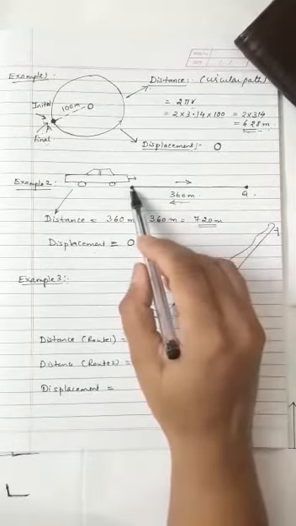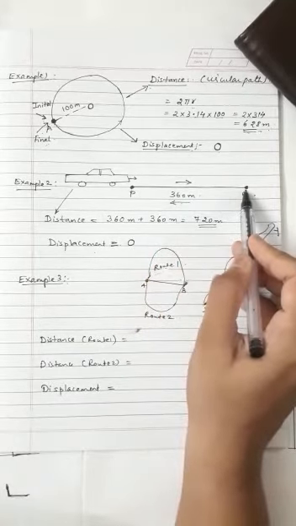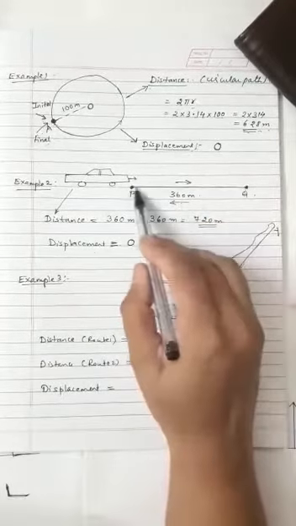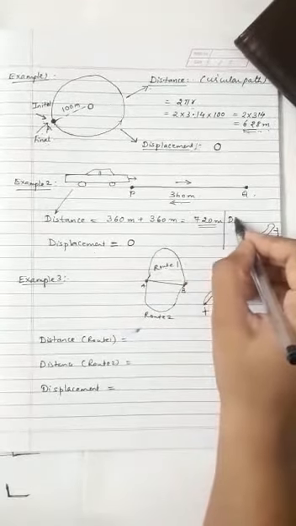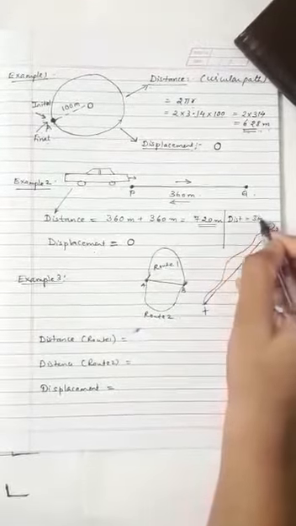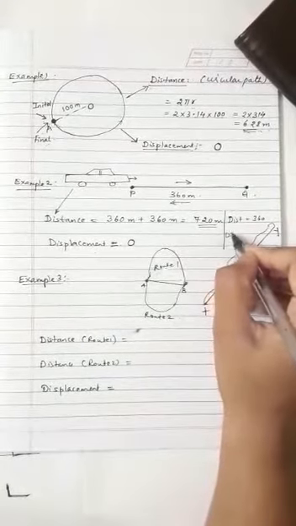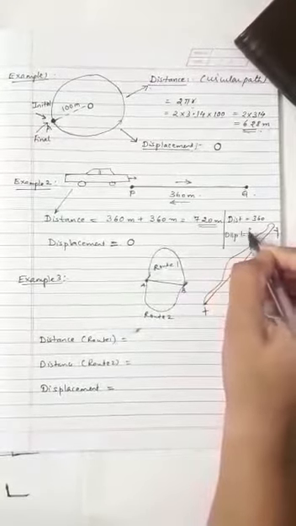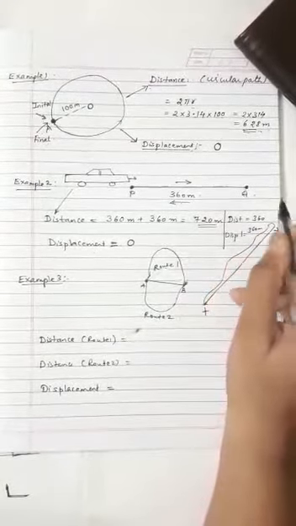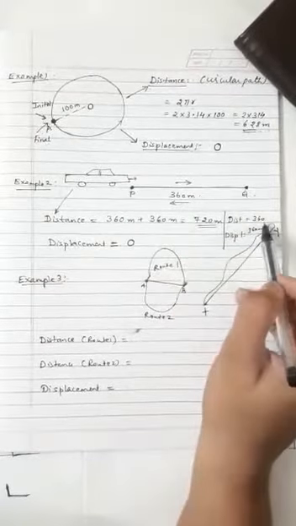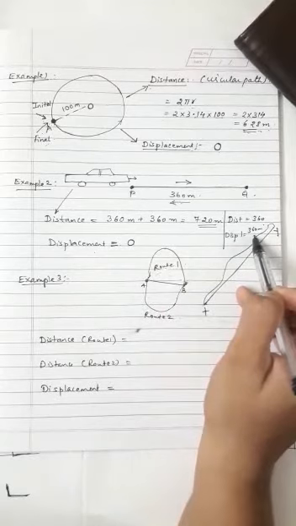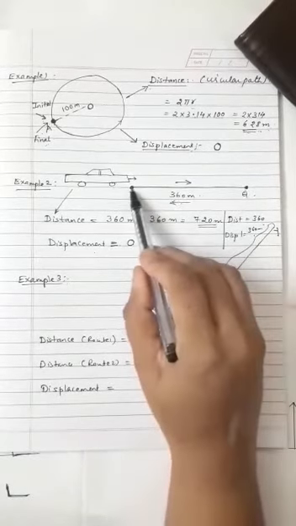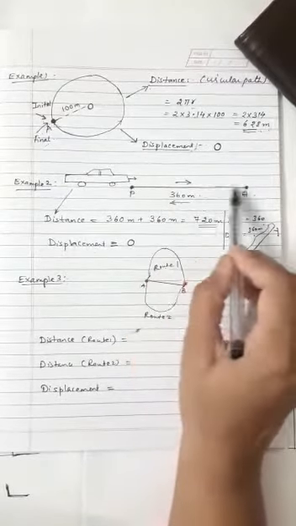Okay. Now the next one. Suppose the car was only moving in the forward direction, then in that case my distance is 360 meters and my displacement is also going to be 360 meters. That was possible. This 360 as distance and this 360 as displacement is possible only in case of forward direction.